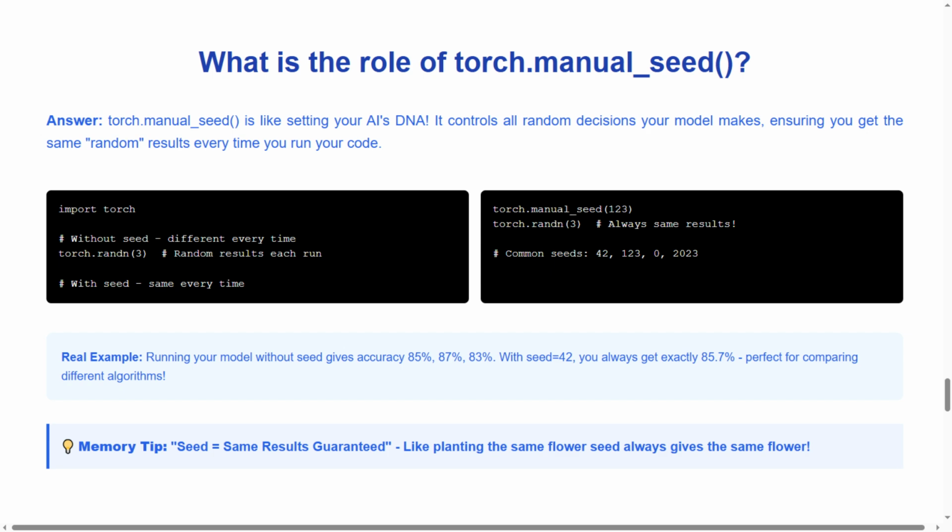With seed equals 42, you always get exactly 85.7%, perfect for comparing different algorithms. Memory tip: seed equals same results guaranteed, like planting the same flower seed always gives the same flower. Summary: manual seed controls randomness for consistent experimental results.